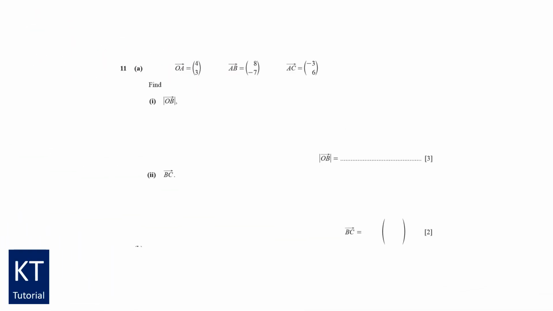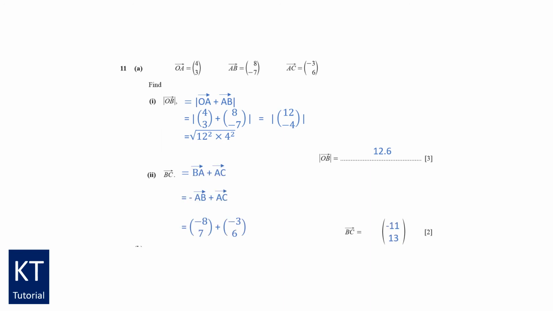Question 11a. Find the length of the vector OB. The vector OB can be identified as the sum of OA and AB. Having identified this vector, we can use Pythagoras to find the length of OB. Next, find the vector BC. The vector BC in turn is the vector BA plus the vector AC.